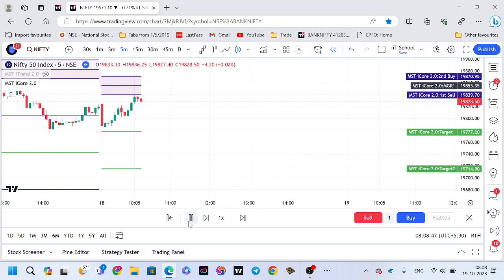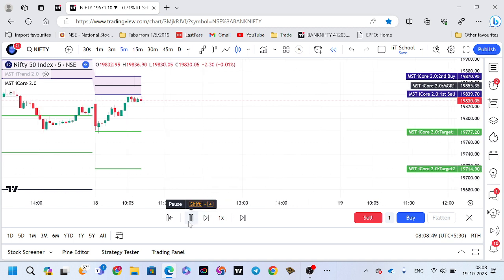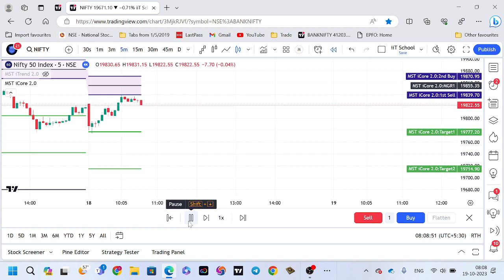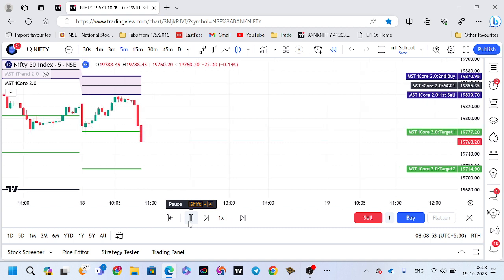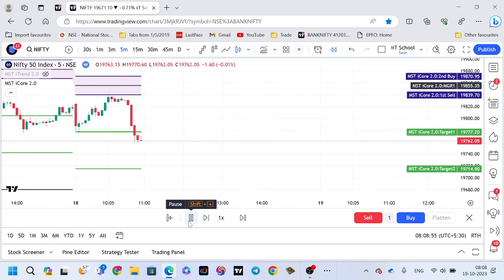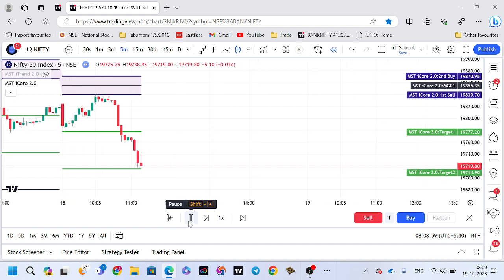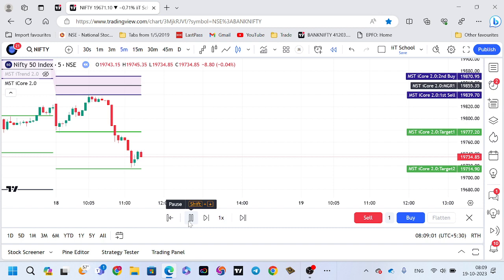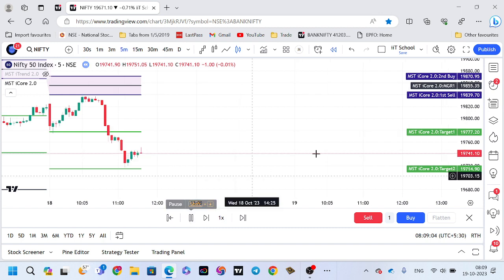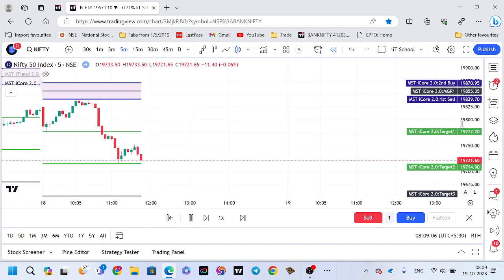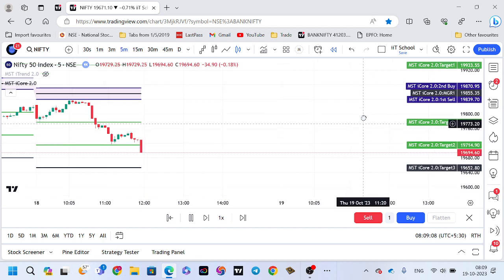Now exactly our sell entry got activated. This kind of accuracy you will never get anywhere in the world. Exactly, our 1:2 ratio target has been hit. Now the 1:4 ratio target has been hit. Let us see what will happen to the market in Nifty.